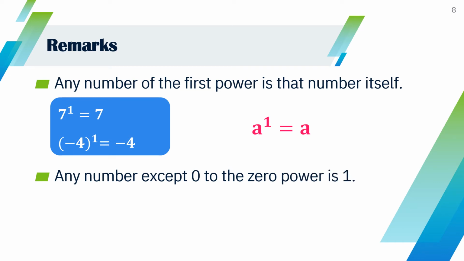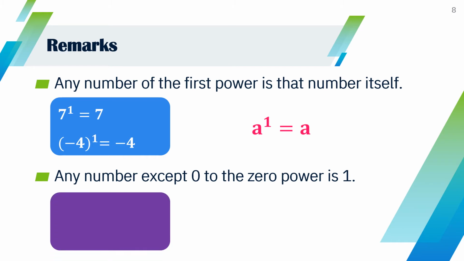Number 2, any number except 0 to the 0 power is 1. For example, 7 power 0 equals 1 and negative 3 power 0 also equals 1. So we can say that a power 0 equals 1.